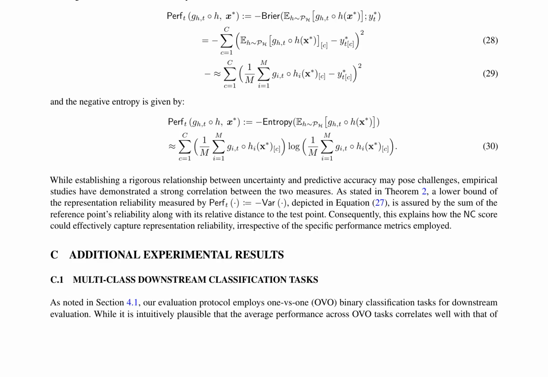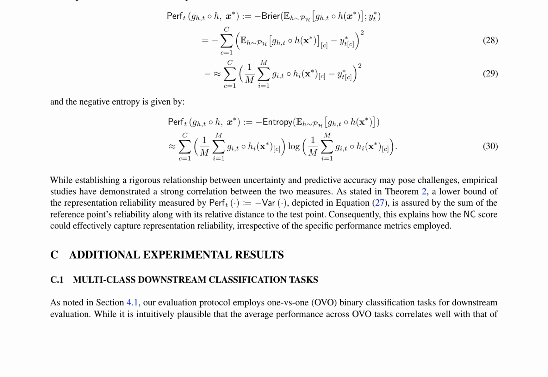For classification tasks, metrics like the Brier score or entropy are more natural choices. The negative Brier score and negative entropy are calculated using equations 28 and 30, respectively, which utilize the softmax output of the predictive function and the ground truth label. Empirical studies have demonstrated a strong correlation between uncertainty and predictive accuracy.